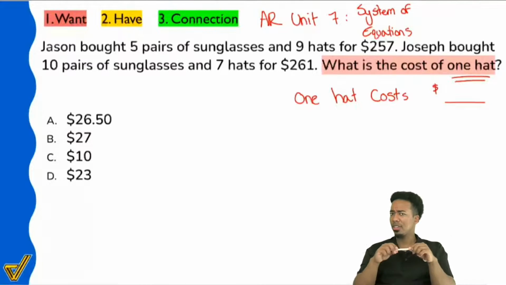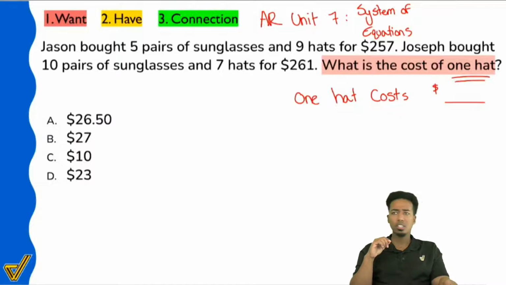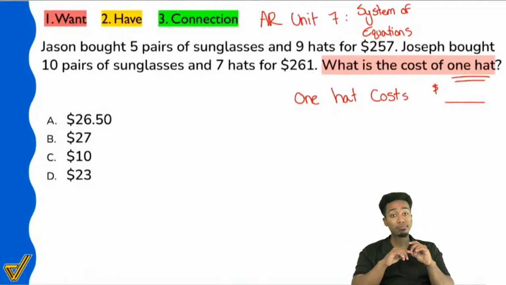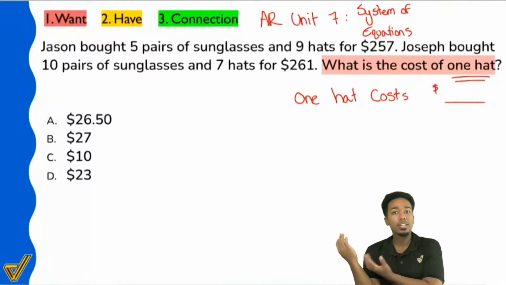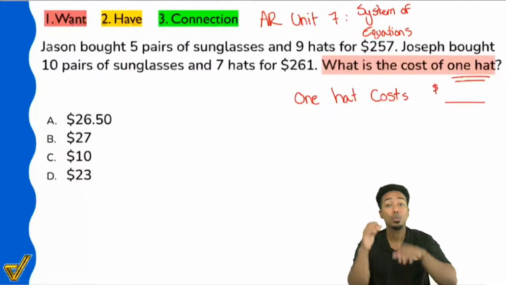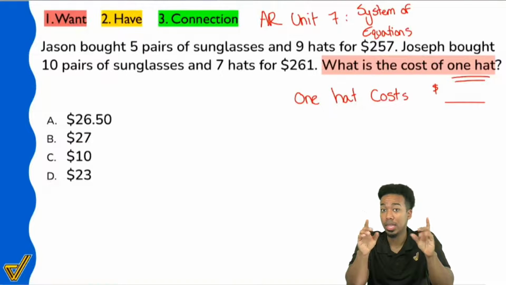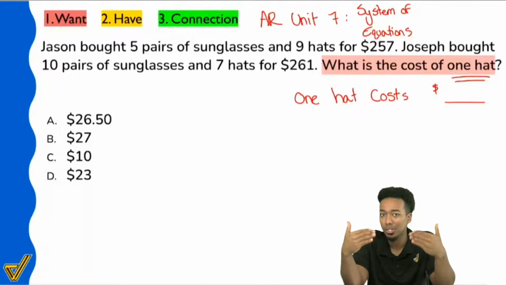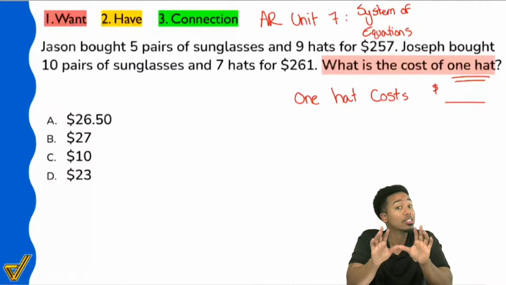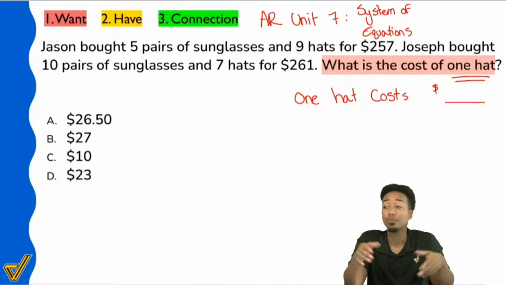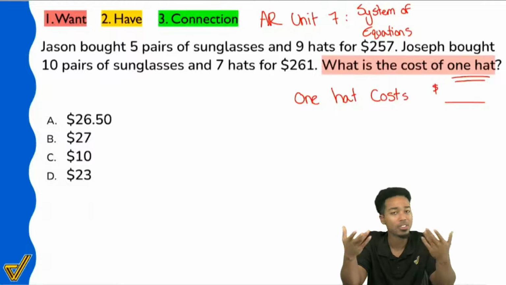So pay attention here. We have the cost of a pair of sunglasses, which they don't tell us. Then we also have the cost of a hat. They don't tell us that either. But apparently, it's part of the problem. When you have two things that you don't know in a question, this is where you could potentially set up two equations, a system of equations. Again, I'm not trying to scare you. All a system is, is two equations that talk about the same things.